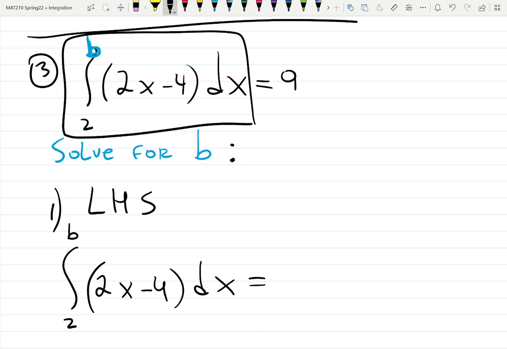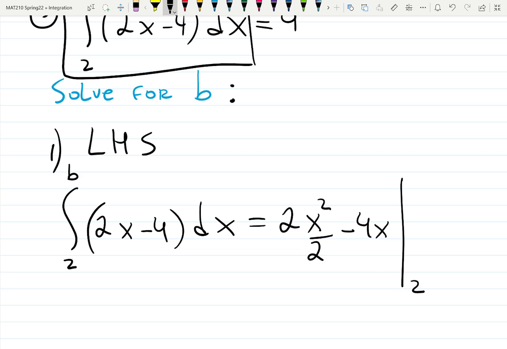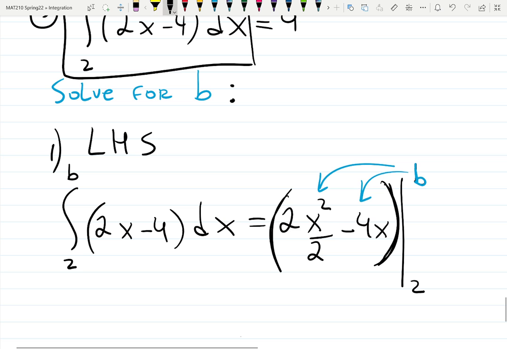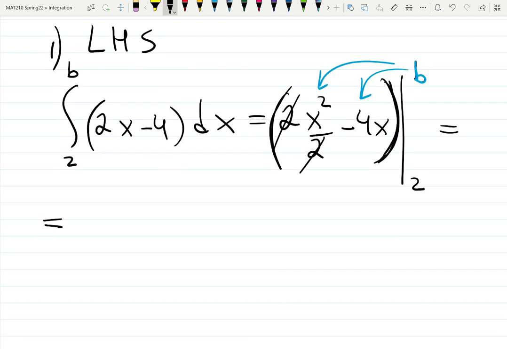LHS is left-hand side. 2x squared over 2 minus 4x, no plus c. You have a bar from 2 to b. We don't know b, but who cares? Still follow the same procedure. Plug b everywhere, plug 2 everywhere. Equals, 2 cancels out with 2. b squared minus 4 times b, minus plug 2 everywhere.